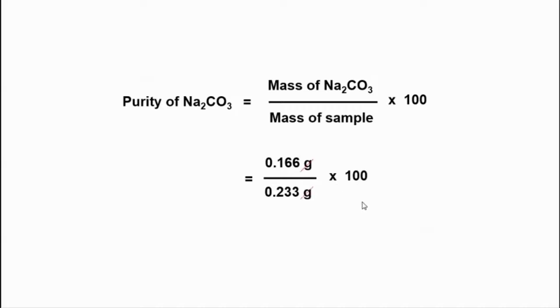So how many percent are we going to get, guys? We are going to get 71.2% sodium carbonate. So this is the purity of sodium carbonate in the impure sample. It means that out of 100% of the sample, only 71.2% is sodium carbonate, while the rest, around 28.8%, is the percentage of impurities.